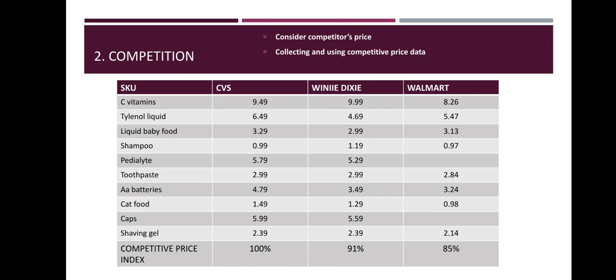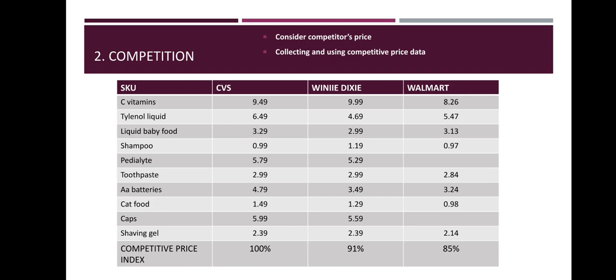Which is shown on the screen now. In this example, there is CVS, the national drugstore chain, and it sets prices generally above Winn-Dixie and Walmart. However, pricing for shampoo, toothpaste, and shaving gel is very competitive. Similarly, Winn-Dixie, a grocery chain, is moderately priced with low prices on selected items like baby food. Walmart is generally priced below its competitors.